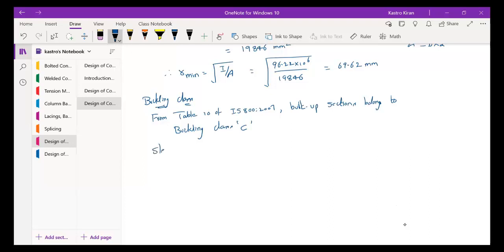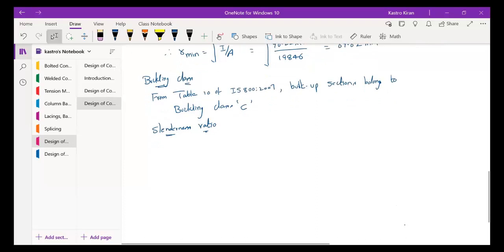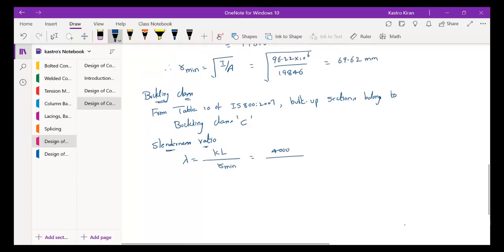Now let's find out the slenderness ratio. What is the slenderness ratio? You know, slenderness ratio is denoted with lambda, which is the ratio of KL by R minimum. What is KL value? It is 4000. We found that. And R minimum is 69.62. You can check down. So 69.62.